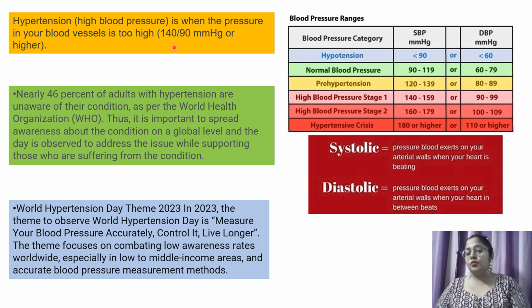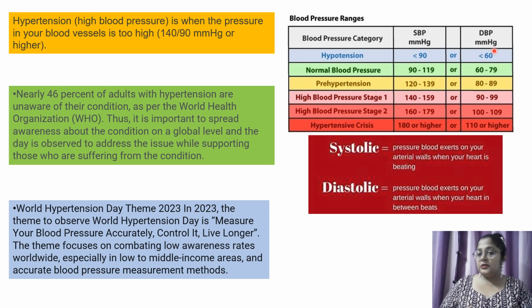Now we will come to the blood pressure ranges. When the systolic blood pressure is lower than 90 mmHg and the diastolic blood pressure is lower than 60 mmHg, then a condition of low blood pressure or hypotension takes place. Now, what is the normal blood pressure? When the systolic blood pressure and the diastolic blood pressure range between 90 to 119 and 60 to 79 mmHg respectively, it is the normal blood pressure.